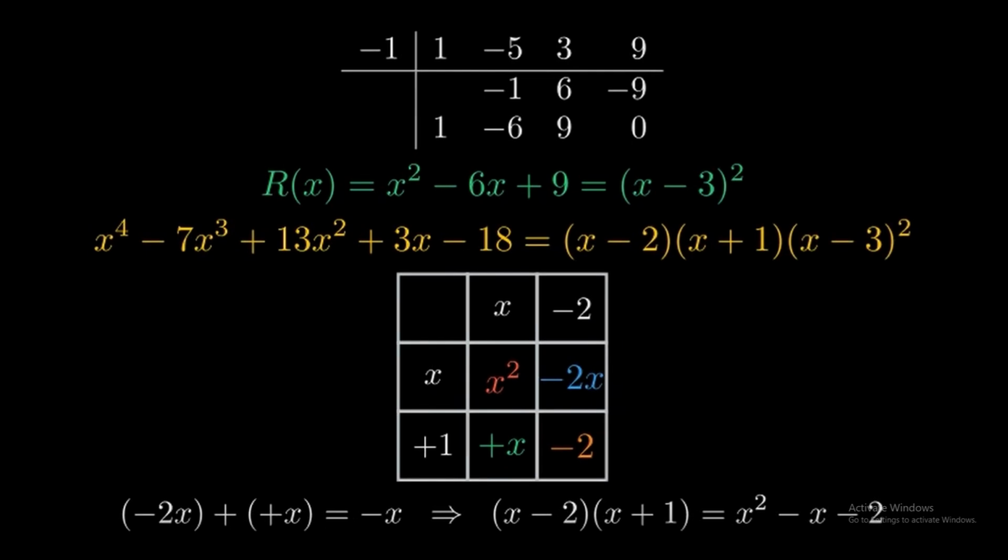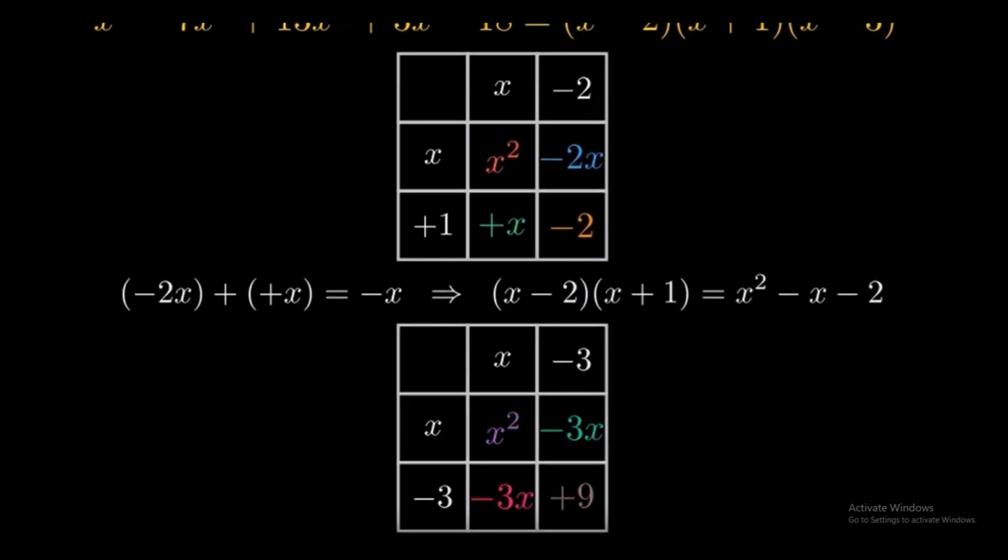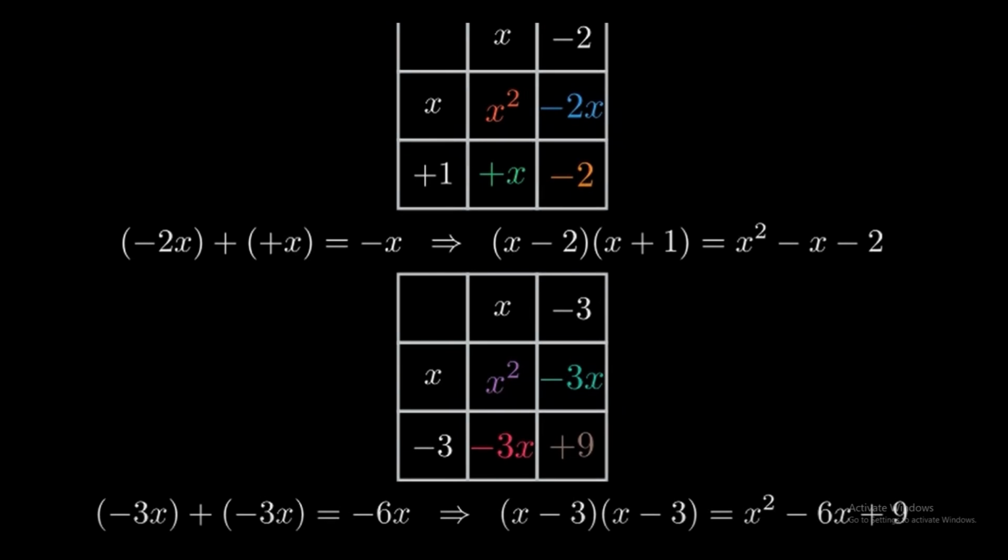Second grid, multiply x minus 3 by x minus 3. Fill the products and color code them. Combine negative 3x and negative 3x to get negative 6x, so the product is x squared minus 6x plus 9.